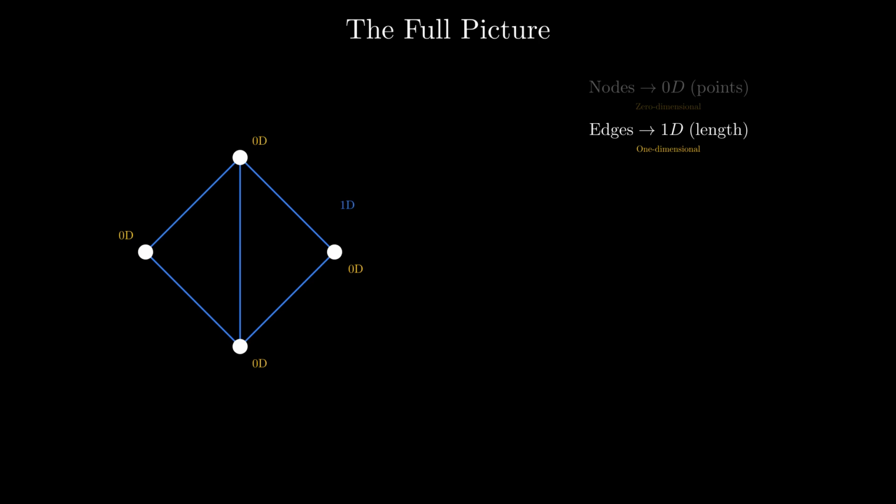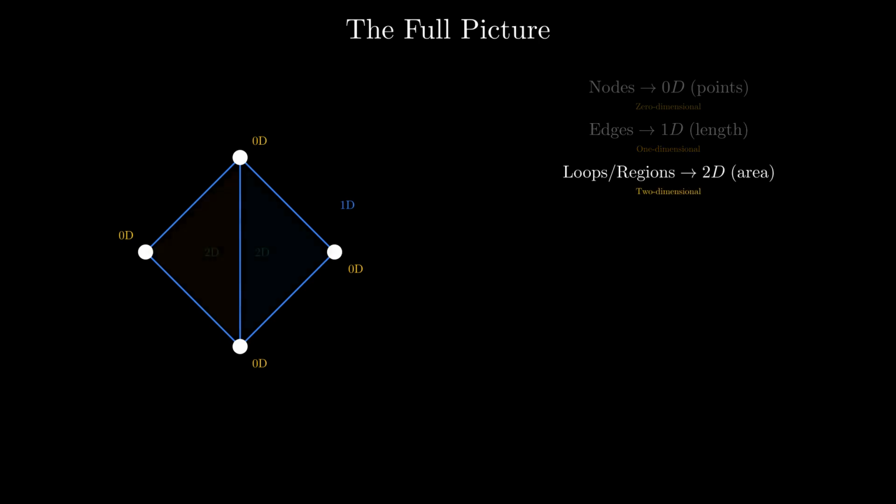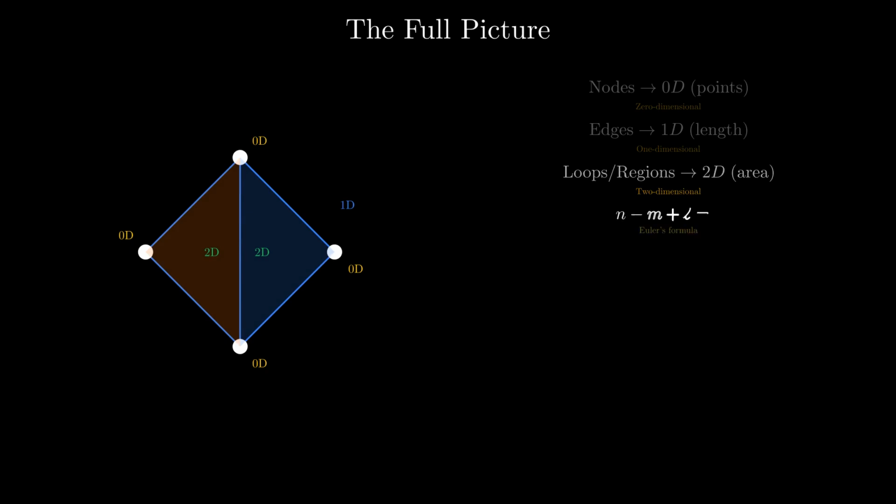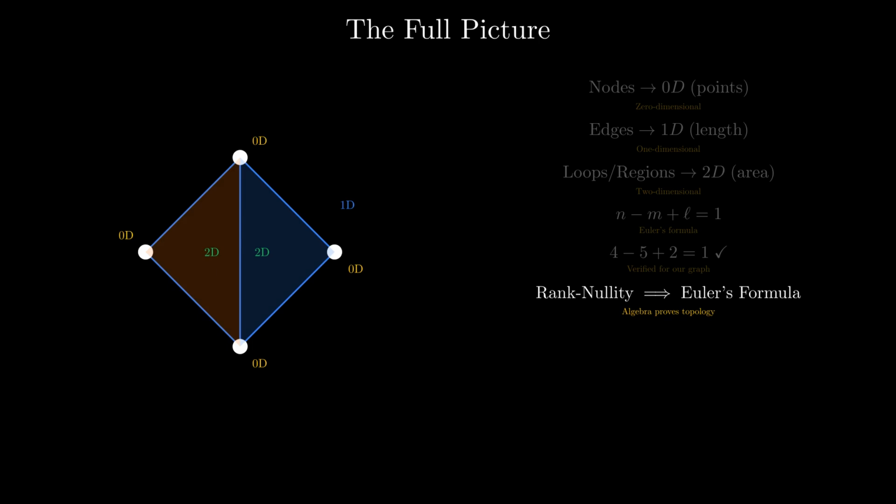Now let's step back for the full picture. Nodes are zero-dimensional objects, just points. Edges are one-dimensional, they have lengths, and loops enclose two-dimensional regions, they have area. Euler's formula says nodes minus edges plus regions equals 1. For our graph, that's 4 minus 5 plus 2, which equals 1. This is a topological invariant, and it holds for every connected planar graph, and linear algebra proves this through the rank-nullity theorem. It's pure dimension counting.